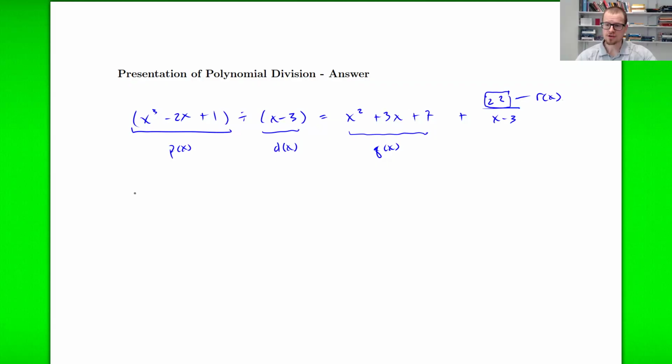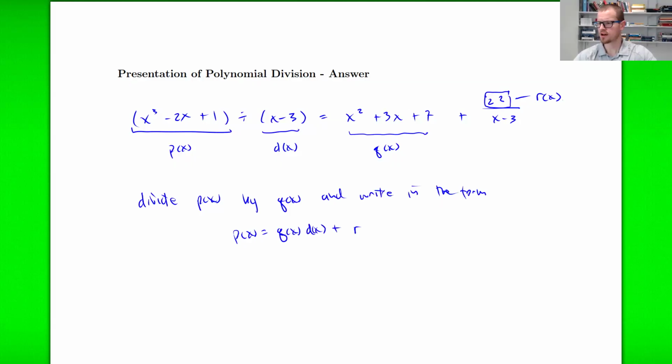So sometimes you'll see directions that look like: divide p of x by d of x and write in the form p of x is equal to q of x times d of x plus r of x. These instructions look a little bit different and weird, but really all they're saying is they want you to take this presentation, where when we divide, we get some quotient and some remainder.